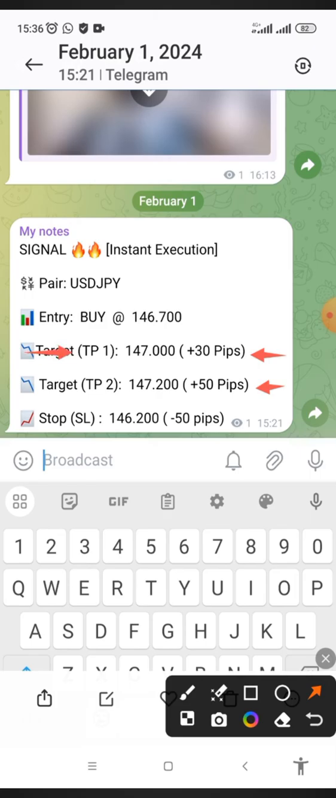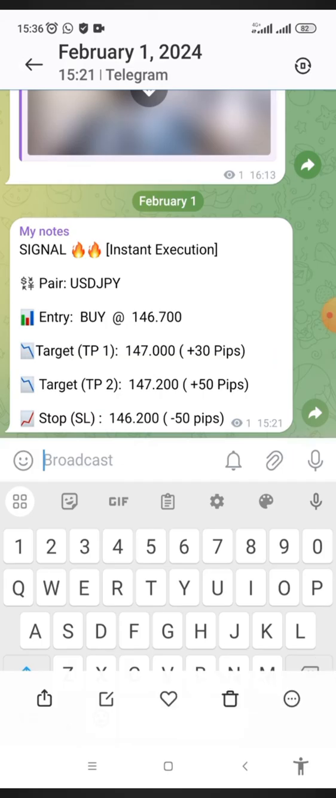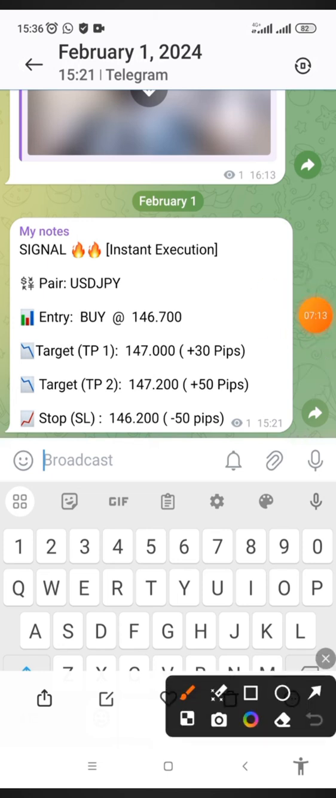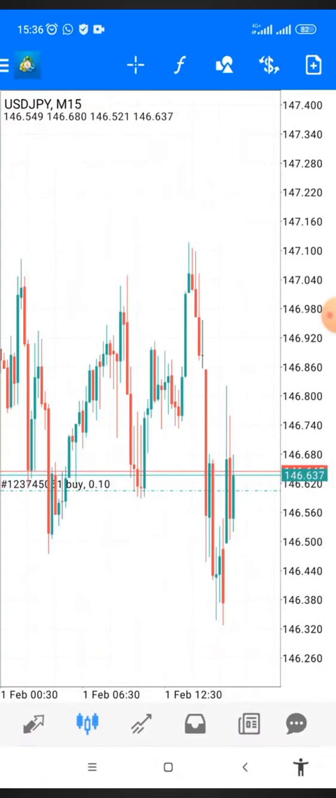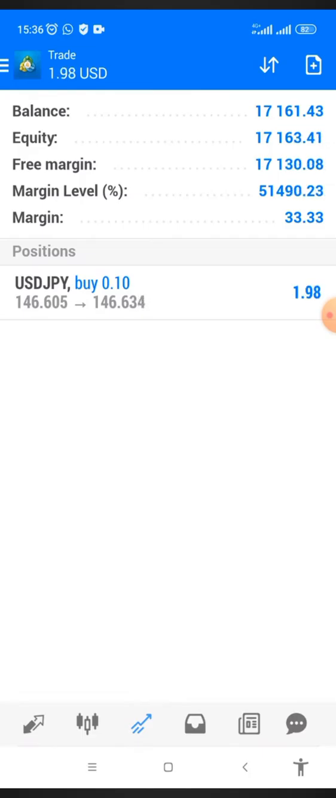So you ask yourself, what is the price of take profit 1? The take profit 1 is 147.000. You need to take note of this price here, the 147.000. That is what you will need to modify on the trade that you have taken. So you come back to the trade, then you go back to where the trade is running. This is where the trade is running.